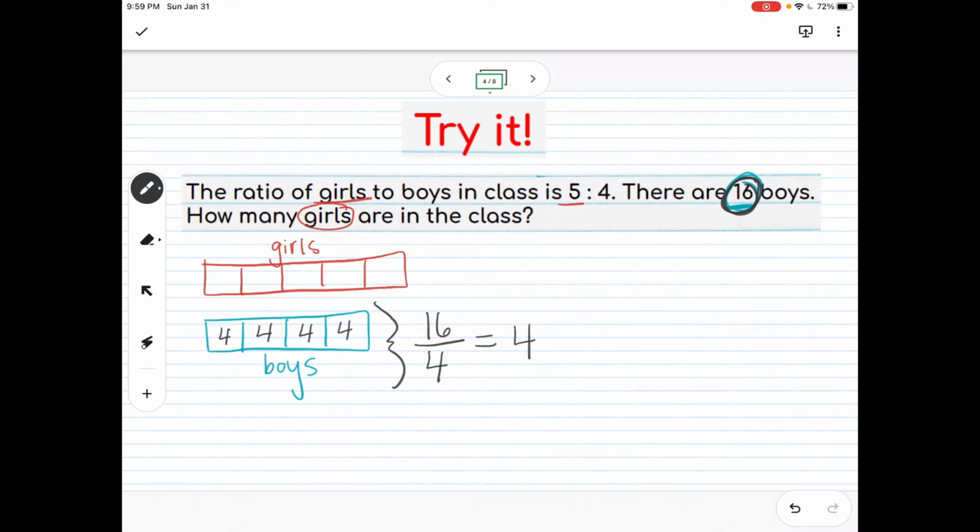And remember, our ratios will always be the same. That means the girl boxes are also going to be equal to 4. And now we can find out how many girls are in the class. So we knew that 16 boys were in the class, and now we do 4, 8, 12, 16, 20. That means 20 girls are in the class.